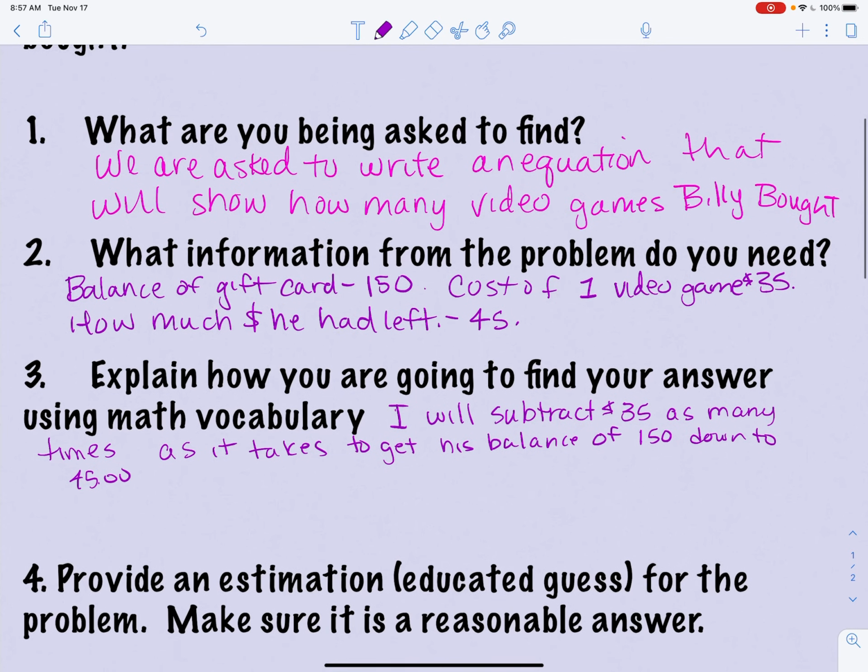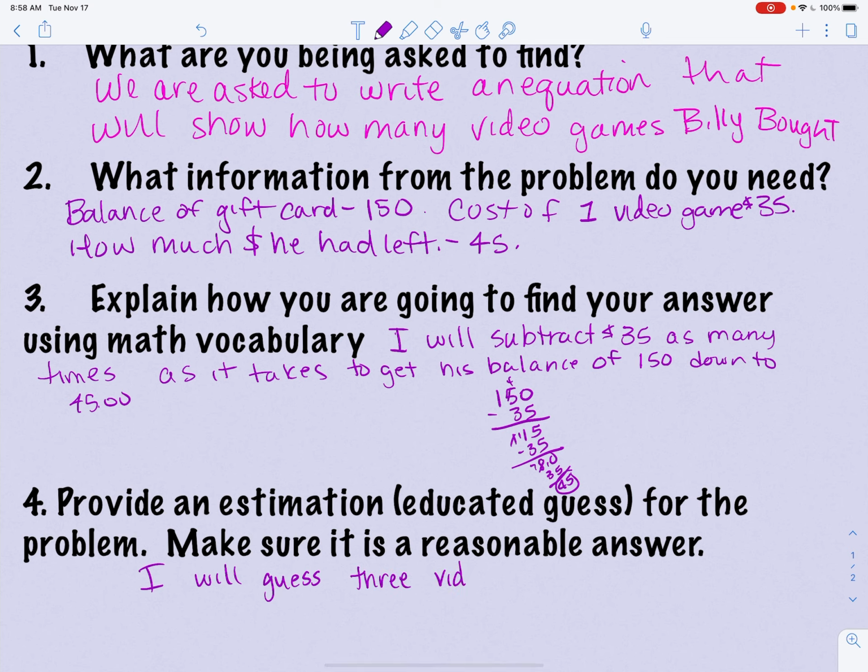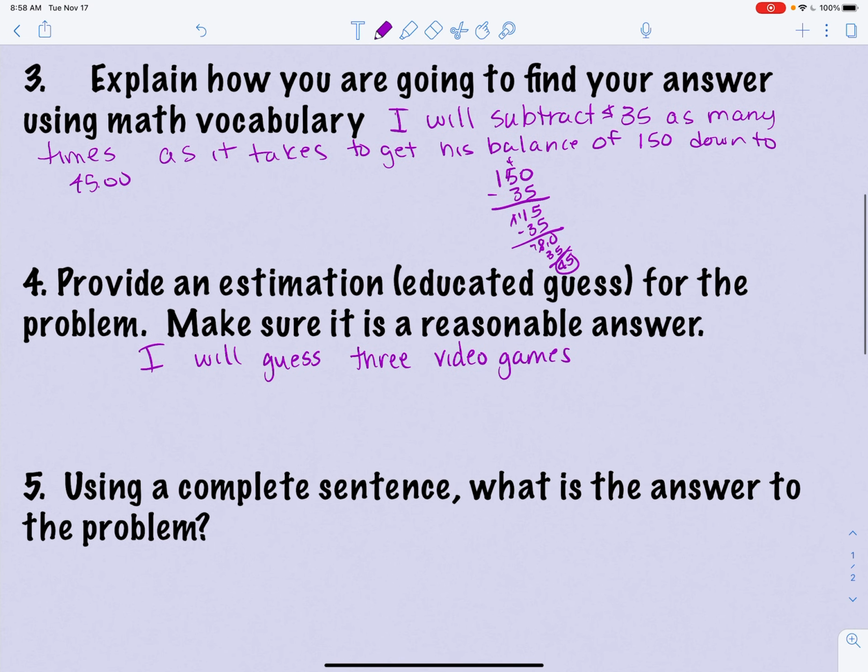So when you know that, what you're thinking through is that you're doing 150 minus 35, which is 115. So I subtract 35 again. 11 minus 3 is 8. Not to 45 yet. So 80 minus 35 is 45. So I will guess three video games.